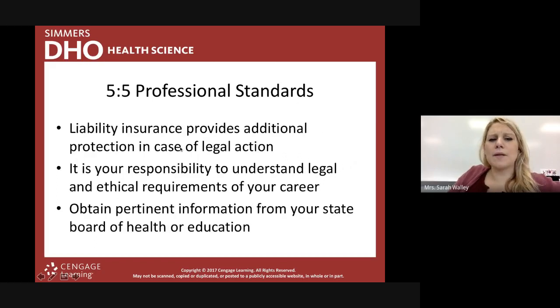This just talks about liability insurance. If you are a healthcare provider of any kind, probably you'll have insurance to protect you just in case something happens. If not, your employer might have liability insurance, or you would have to have your own insurance depending on what you do. And that is the end.